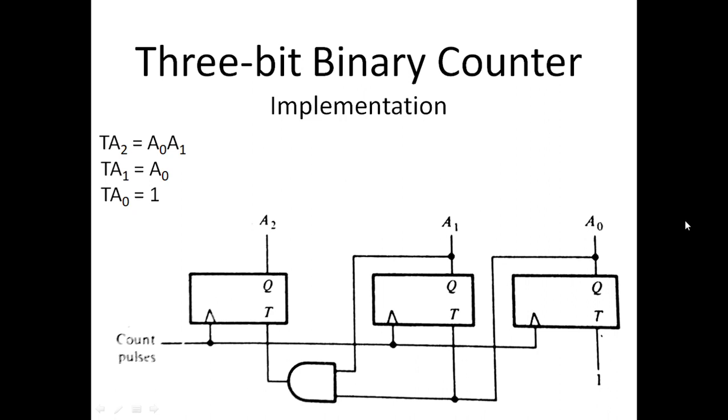Similar binary counters can be made for random binary sequences. They can also be made for reverse counting. For example, in this 3-bit binary counter, we started from 0 till 7. It counts from 0 to 7 and then it repeats. But it can be done the other way around. For example, starting from 7, then 6, then 5, 4, 3, 2, 1, 0, and then it repeats at 7.